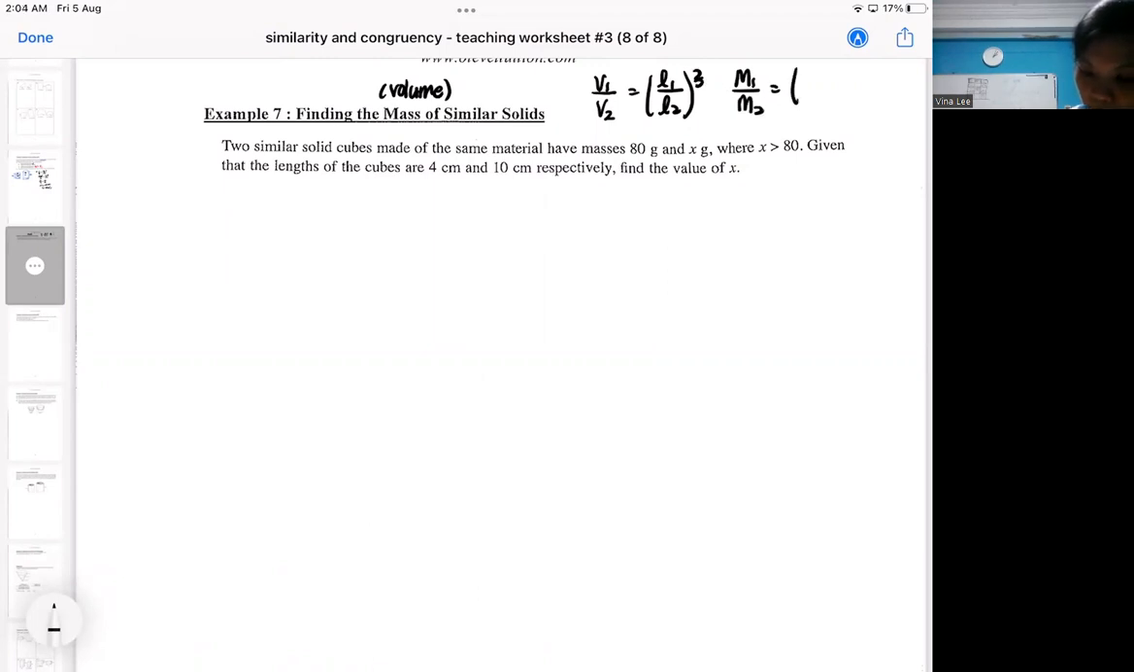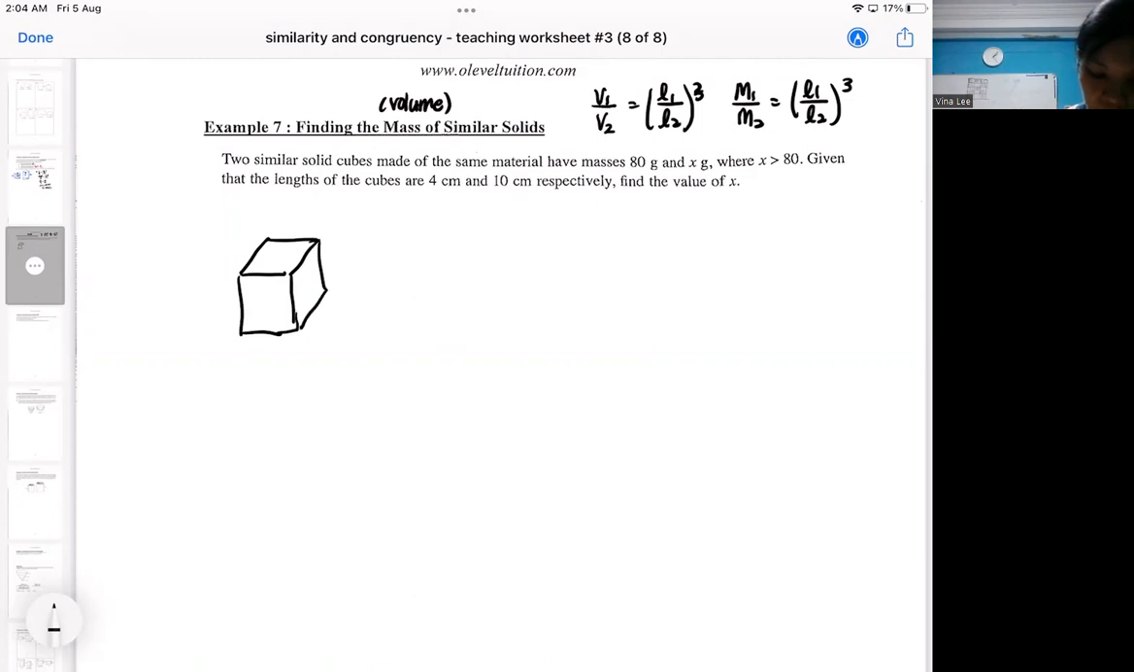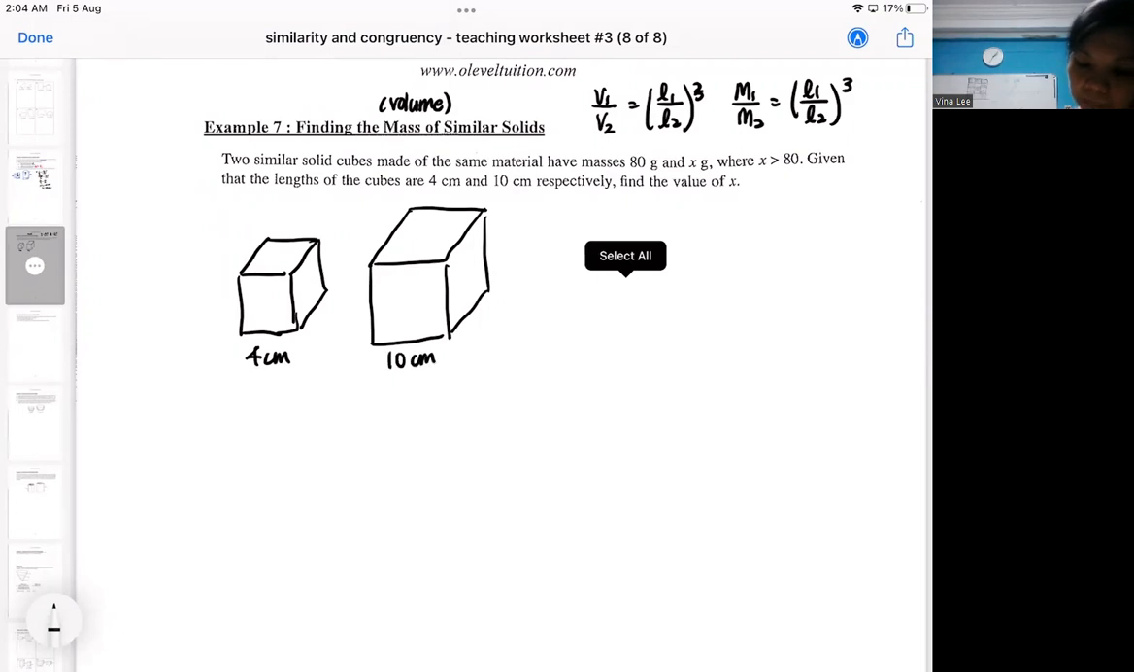Sorry, this one is a cube. So the mass ratio is actually the same idea as the volume ratio. Here we got two cubes, a bigger one and a smaller one. This is 4 centimeter, this is 10 centimeter.